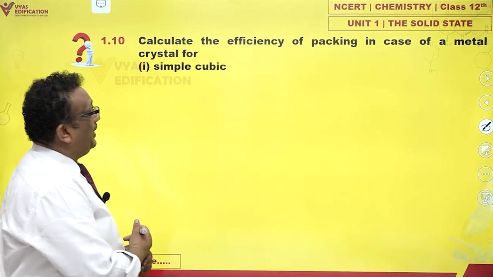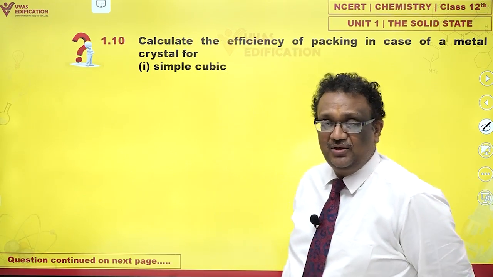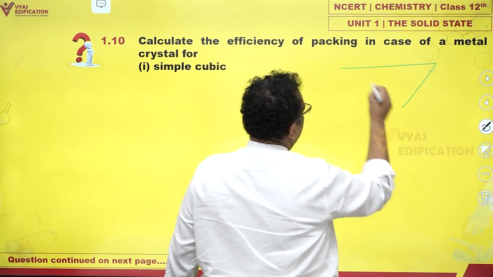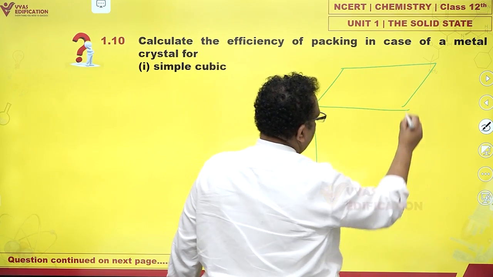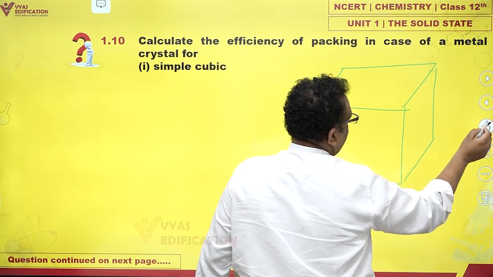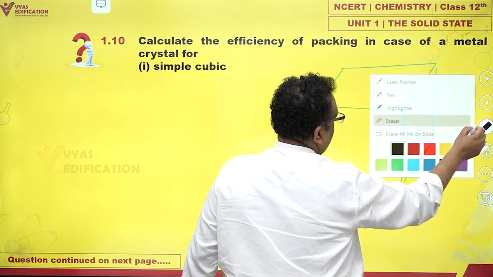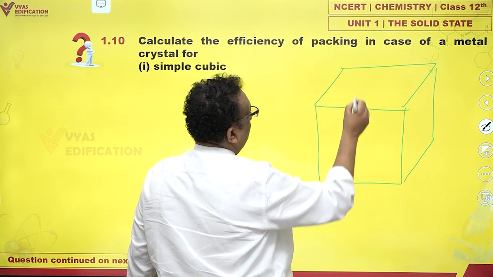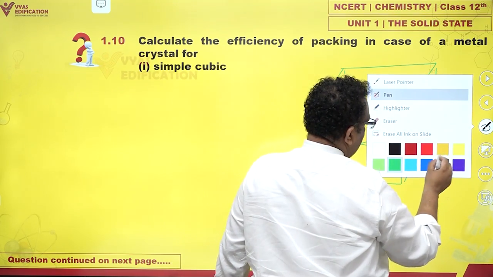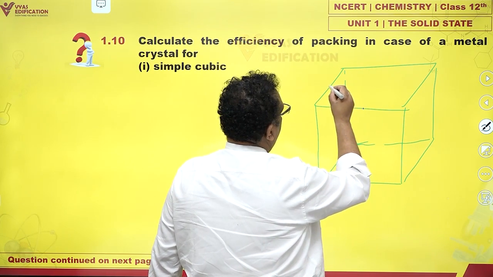Calculate the efficiency of packing in case of a metal crystal for a simple cubic structure. How do we do that? Well, let's draw first a lattice. A unit cell, as a matter of fact. This looks like a unit cell. And how do we draw a simple cubic structure? Let me draw this for you.